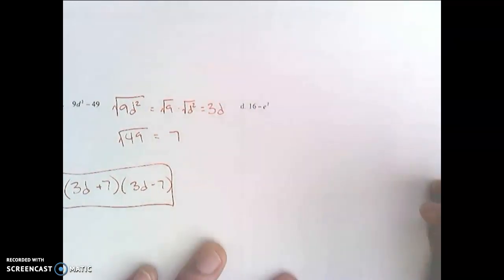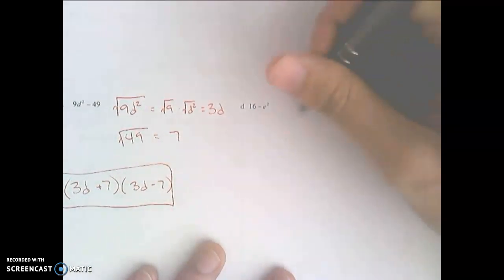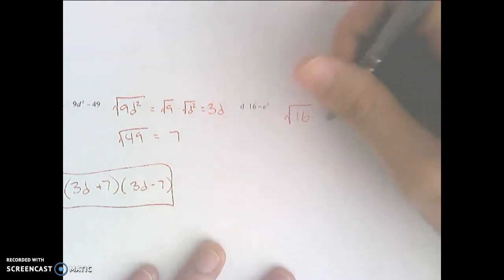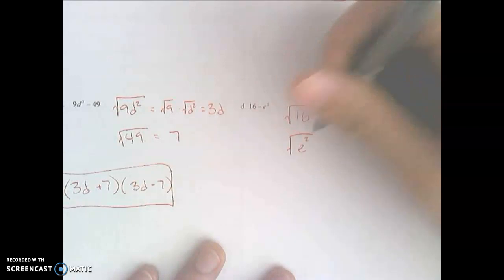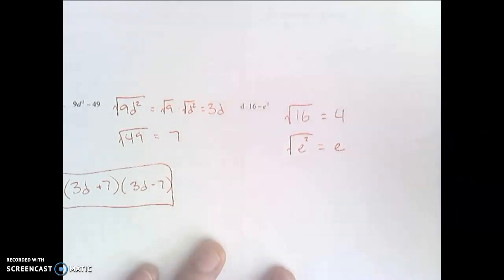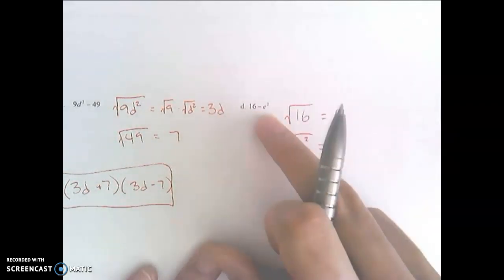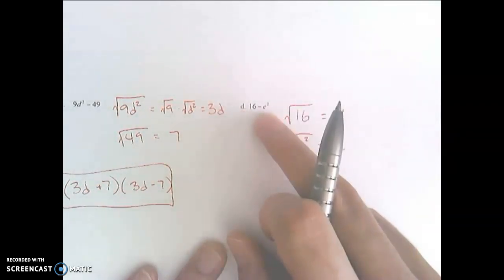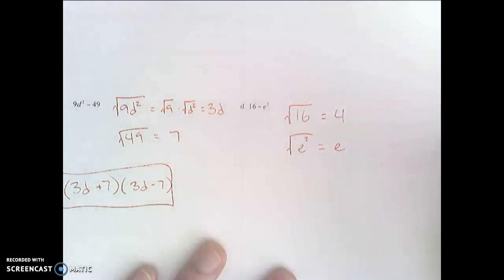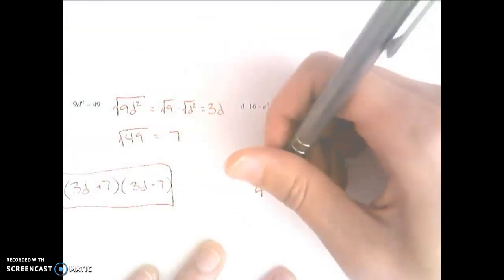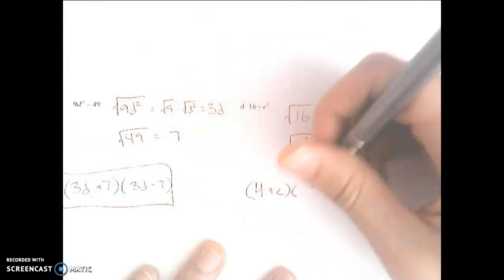All right, this last one, we have 16 and e squared, so we can take the square root. The square root of 16 is 4. The square root of e squared is e. Now, take note which one comes first in the expression, the number or the variable. In this case, the number comes first. So when we're writing out our two binomials, our two factors, we have to write the number first. So 4 plus e and 4 minus e.